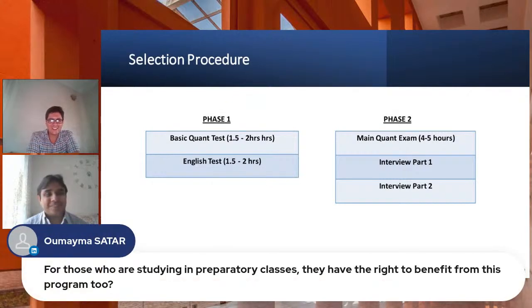We have another question. Omaima asks, do those who are studying in preparatory classes have the right to benefit from this program too? In fact, if you are in classe préparatoire, you do not have the right to move to the master because you are still missing 1 year. So basically you need to finish your studies with a bachelor or licence. You need 3 years after the baccalaureate, but not the 3 years of classe préparatoire, the 3 years of a program.